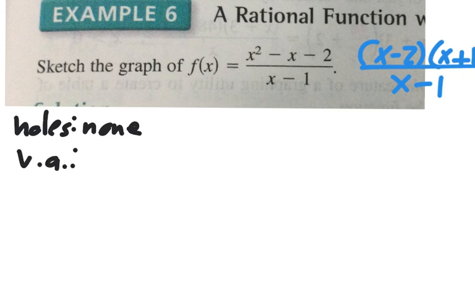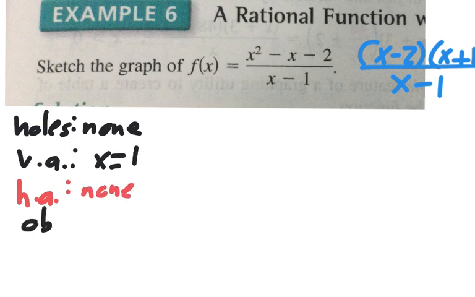Next, vertical asymptotes. There would be one at x equals 1, right? Set the denominator equal to 0 and solve. Now, horizontal asymptote. Well, the degree of the numerator is greater than the degree of the denominator, which means I don't have a horizontal asymptote. But what I do have is an oblique asymptote or a slant asymptote. So in order to find this oblique asymptote, we have to do long division.